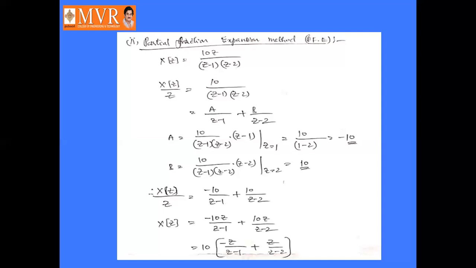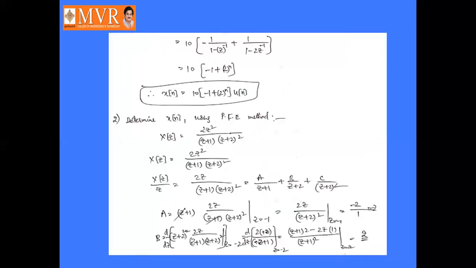By cross multiplying, x of z will become minus 10z by z minus 1 plus 10z by z minus 2, or by taking 10 as common, 10 into minus z by z minus 1 plus z by z minus 2. So we can write this as 10 into minus 1 by 1 minus z power minus 1 plus 1 by 1 minus 2z power minus 1. 1 by 1 minus z power minus 1 is nothing but 1, and 1 by 1 minus 2z power minus 1 is nothing but 2 power n. So it is 10 into minus 1 plus 2 power n. So x of n is 10 into minus 1 plus 2 power n into u of n.